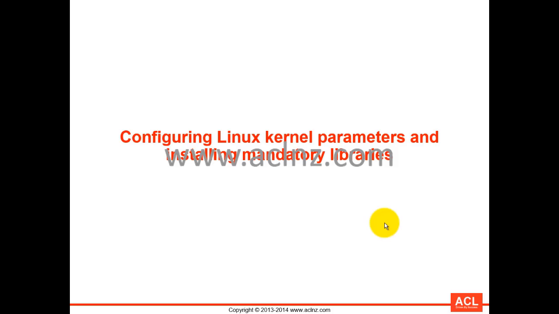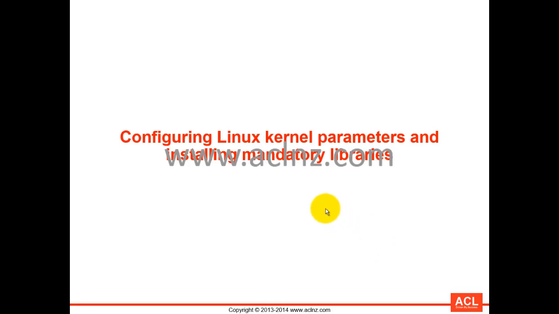Configuring Linux kernel parameters and installing mandatory libraries. So far, we have updated the software libraries by using the yum update command, and we have also downloaded the mandatory libraries that did not get automatically updated using the yum update command. So now it's time to install those libraries and then proceed ahead and configure the kernel parameters.